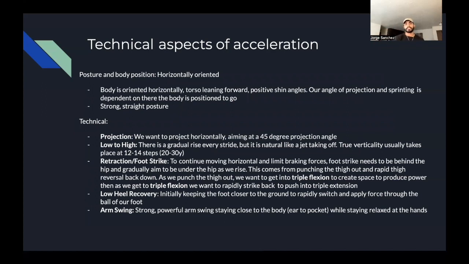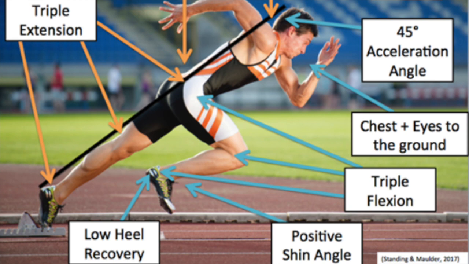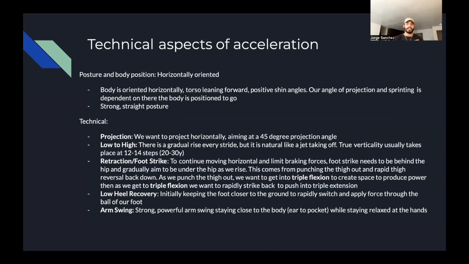So first, in relation to posture and body position, we want to be horizontally oriented with our torso leaning forward as we accelerate, working in positive shin angles with strong and straight posture. Now, the angle that we project at and run at is going to be dependent on where the body is positioned to go. So if my head, torso, and shins are all pointed upward, I'm going to be in a position to go upward. I'm going to pop up early and shoot up and get vertical.